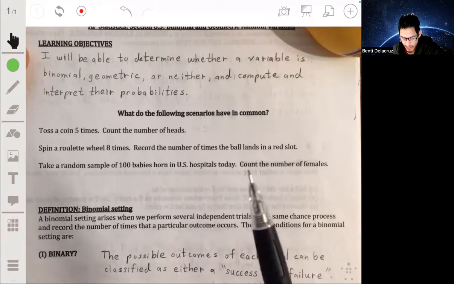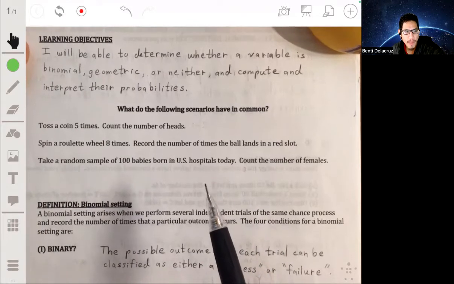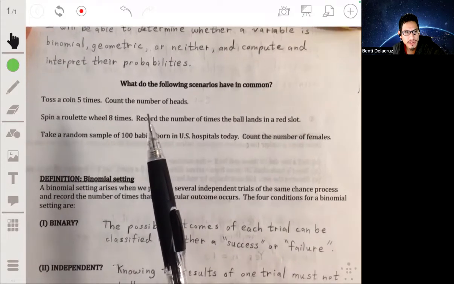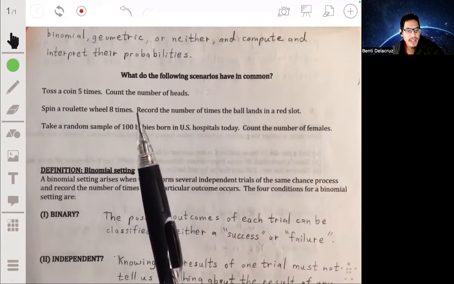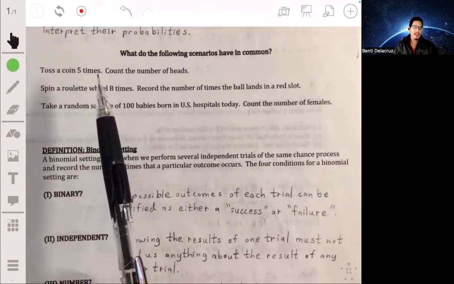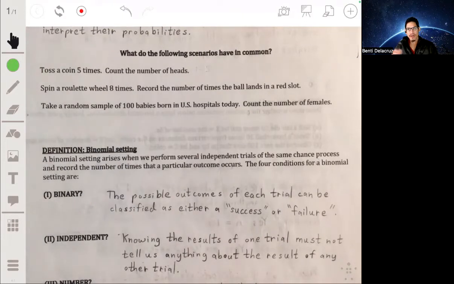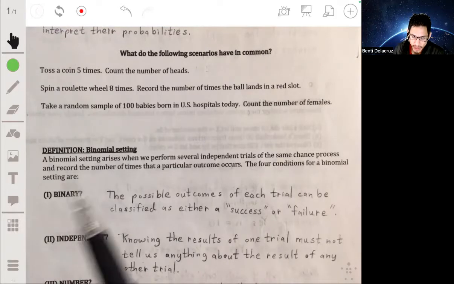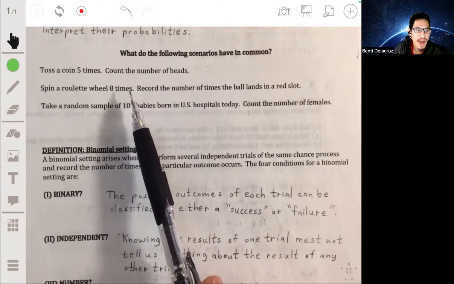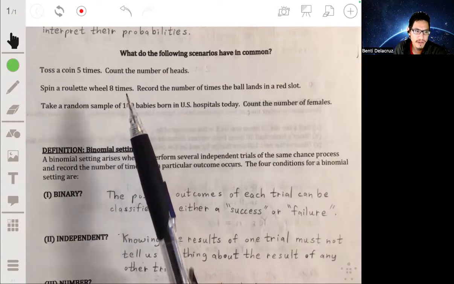They also satisfy what's called an independence condition, meaning that if you know the outcome of one of the trials, it doesn't tell you anything about the probability of the other one. If you toss a coin 5 times and you know the first one is heads, that's not going to tell you anything about the chances the second coin is heads, or the third one, because they're independent. It's not going to change. Same thing with the roulette wheel. If you get red the first 2 times, it doesn't mean you have a higher or lower chance of getting red the third time. They're independent.